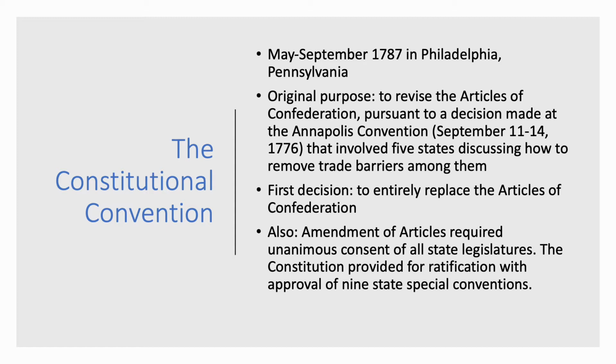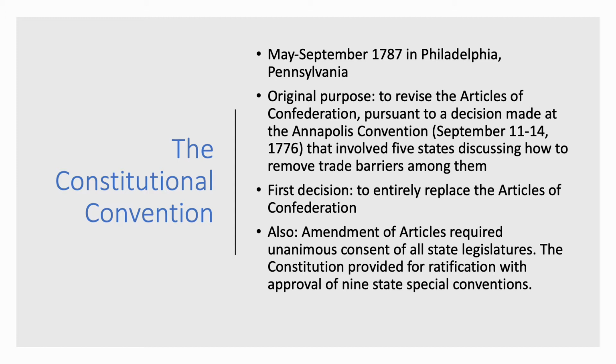They said, we are here to revise the Articles of Confederation. Well, we're going to throw them right in the garbage can and completely start over. They didn't amend anything. They drafted an entirely new Constitution. Also understand, changing the Articles of Confederation, according to its own terms, required unanimous consent of all state legislatures. Well, at the Constitutional Convention, they didn't even bother with that. They said, no, we're not going to do that.